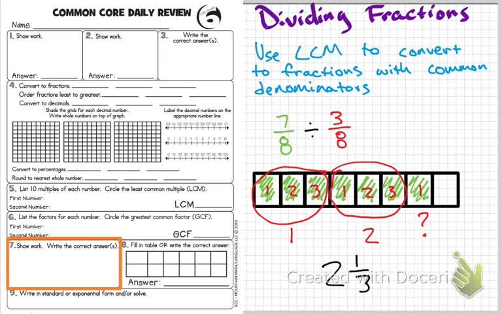Again, I could do this mathematically as well. Because my denominators are the same, I can simply divide the two numerators together, 7 divided by 3, and that is going to give me 2 and 1/3 as well. And so that gives us good information. The real key to dividing fractions for right now is making sure that we have common denominators, and we can always find those common denominators by using our least common multiple.